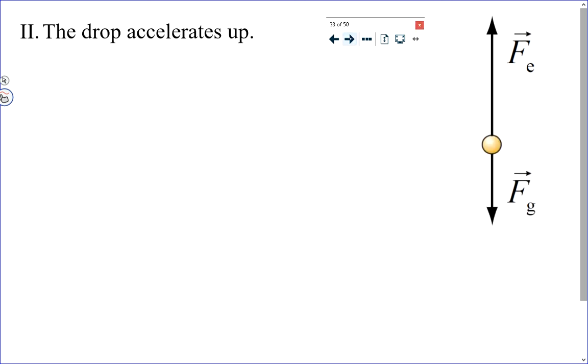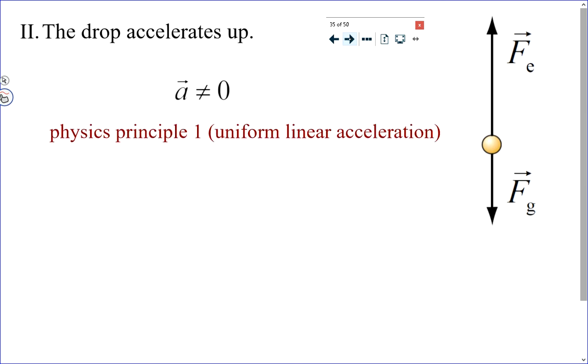What if the drop is accelerating up? Well, if the drop is accelerating up, then there's only one logical explanation for this. The force acting on the particle upwards must be greater than the force acting downward, which means the electric force is greater than the gravitational force. And that's why there's an acceleration. Remember, when we say acceleration is not equal to 0, that's a way of saying it accelerates. And this on your formula sheet is physics principle number 1, which I prefer to call uniform linear acceleration.